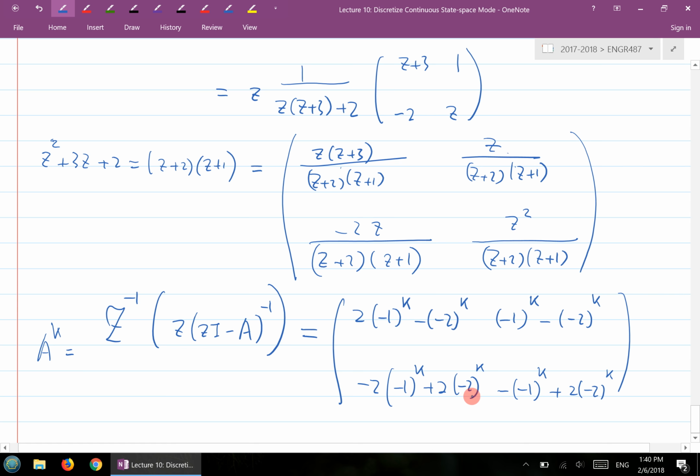Yeah, it goes back and forth, but as k goes to infinity, this goes to infinity. So this A to the power k ultimately becomes infinite values for each element.